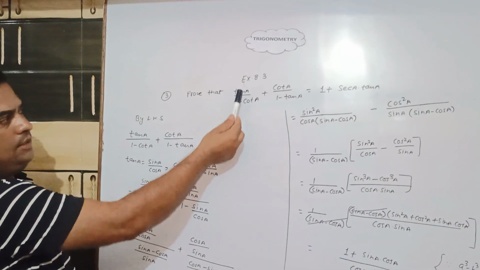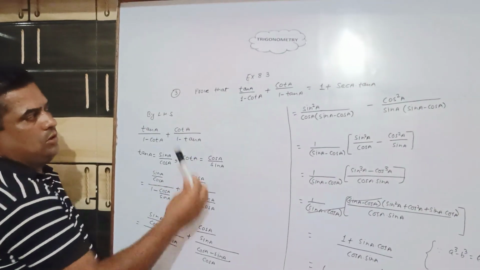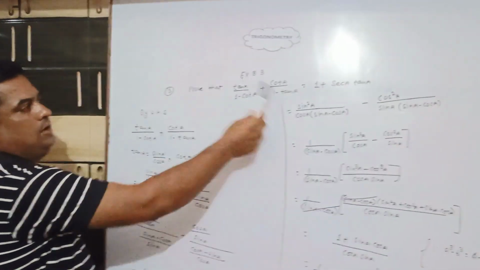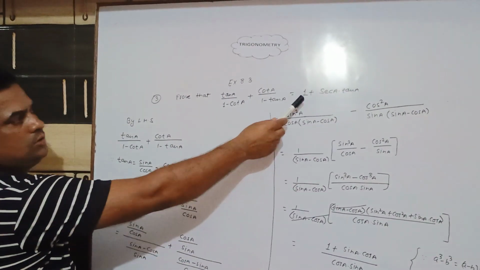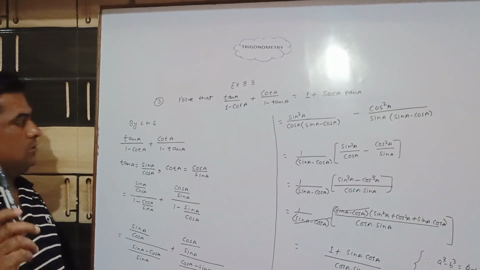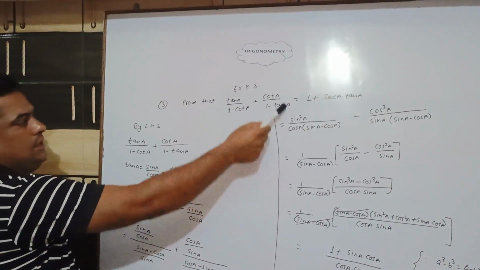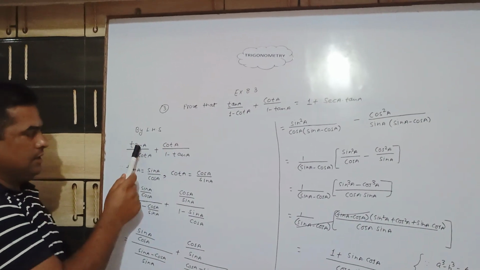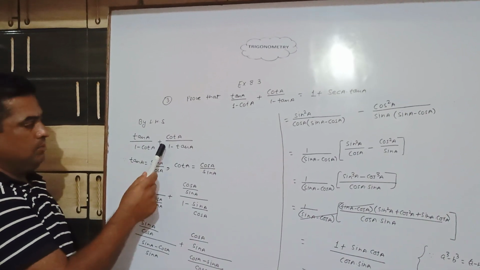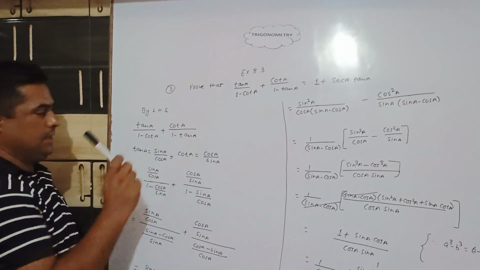Prove that tan A upon (1 minus cot A) plus cot A upon (1 minus tan A) is equal to sec A plus tan A. So students, we will take the left hand side. What's your left hand side? Tan A upon (1 minus cot A) plus cot A upon (1 minus tan A).